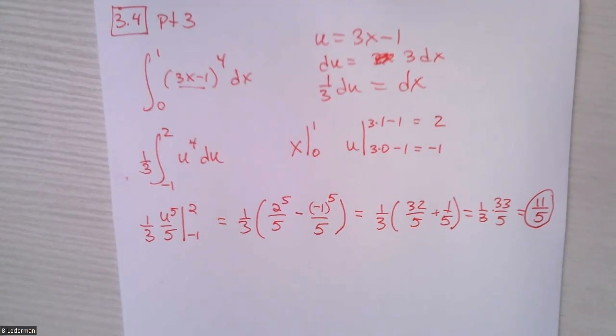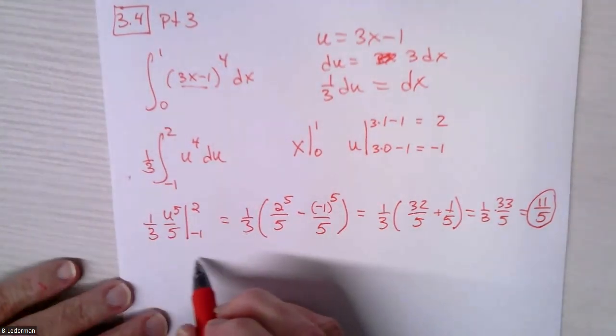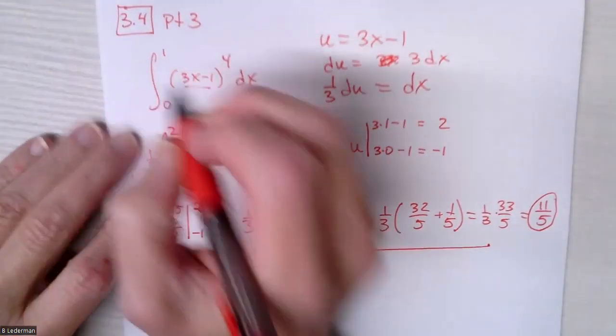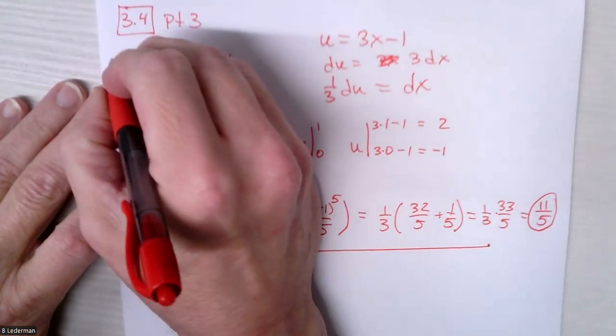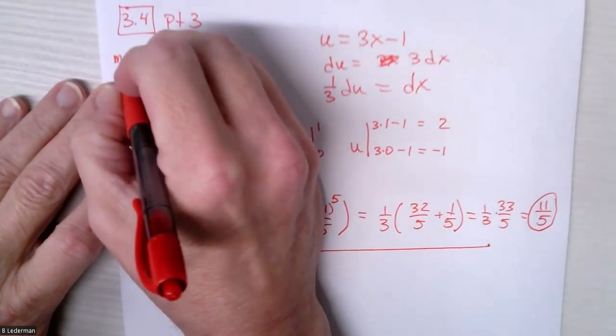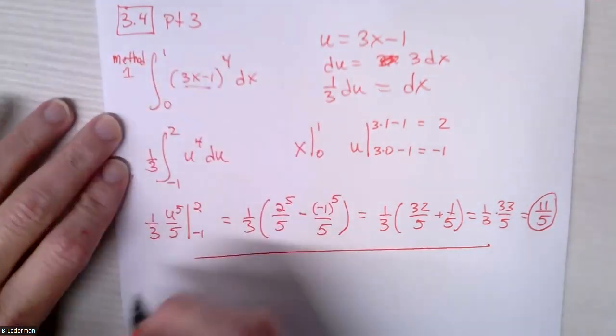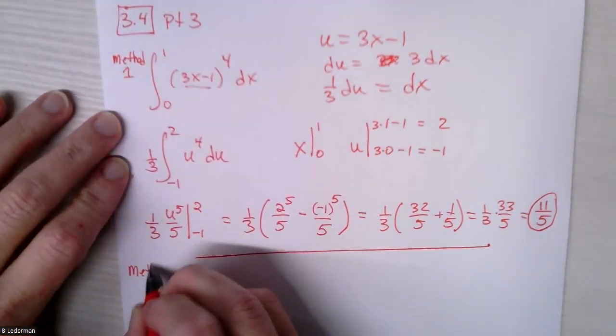Now, I want to show you, we could have done this problem a somewhat different way, and it also works. I'm going to show you a second method that you could have done. Both are correct. We'll call this method 1, like method acting. Now we're going to do method 2.